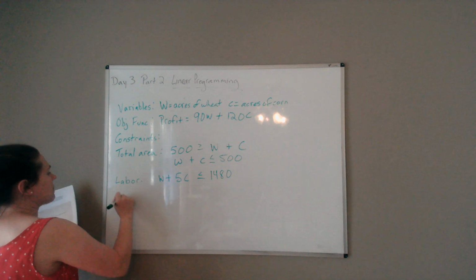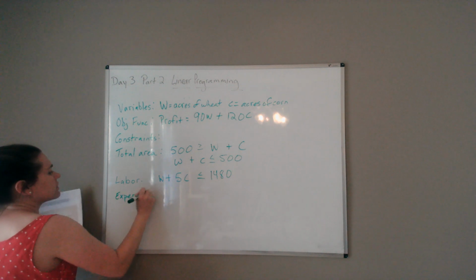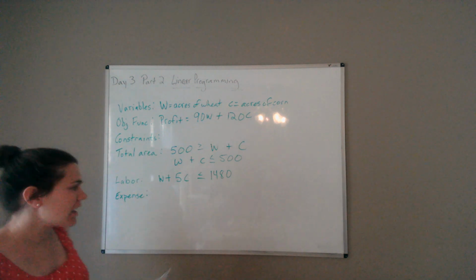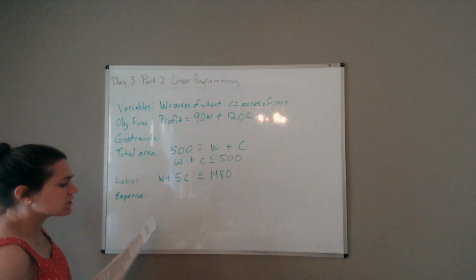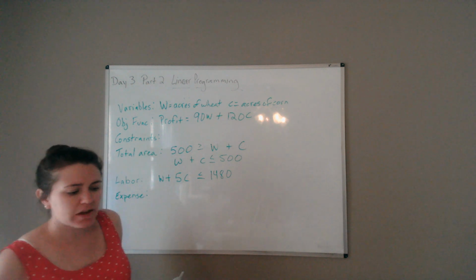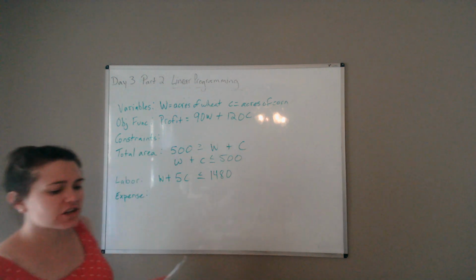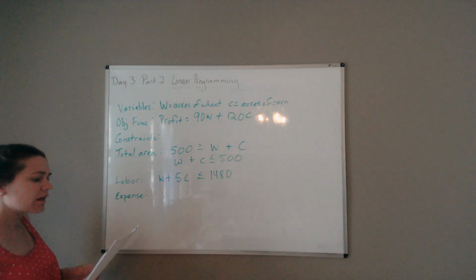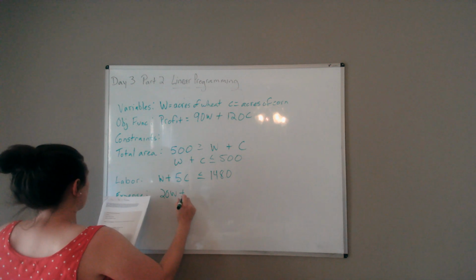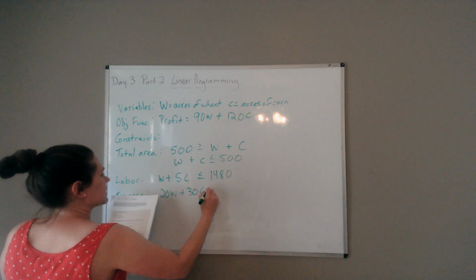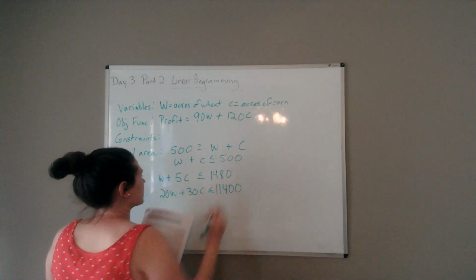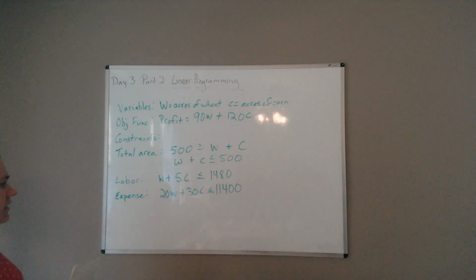Then we have expenses. It's going to cost money to keep up with the land, okay? And we don't have an infinite amount of money that we can spend. So it says we can spend $11,400, and the expense for an acre of wheat is $20, and the expense for an acre of corn is $30. So that would be 20W plus 30C is less than or equal to 11,400.